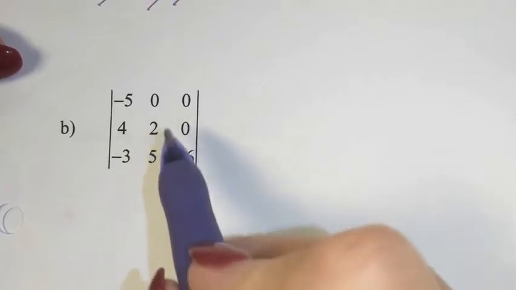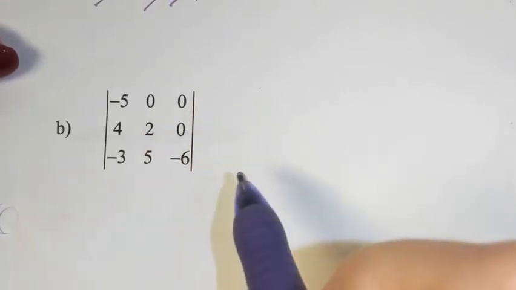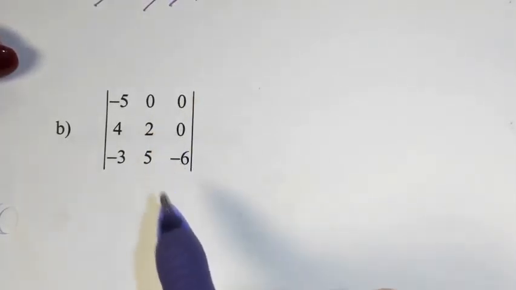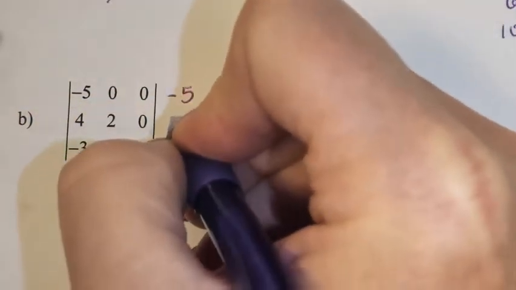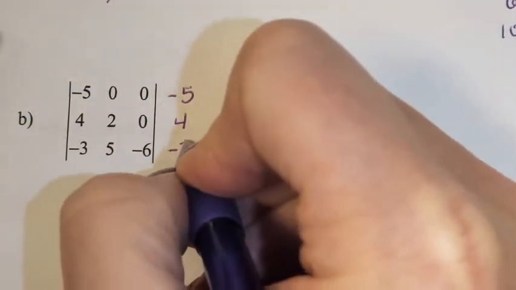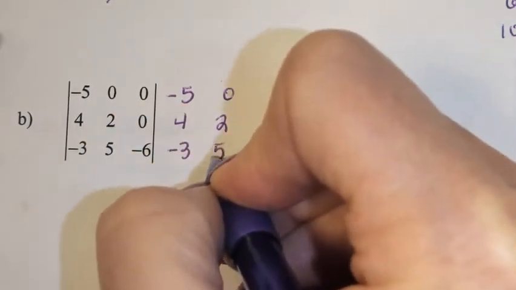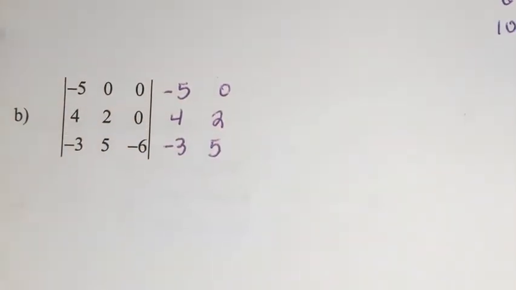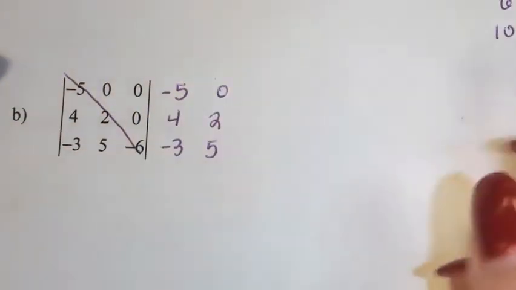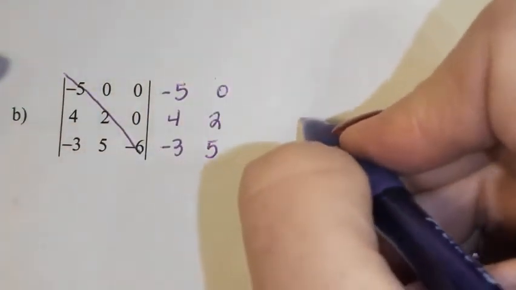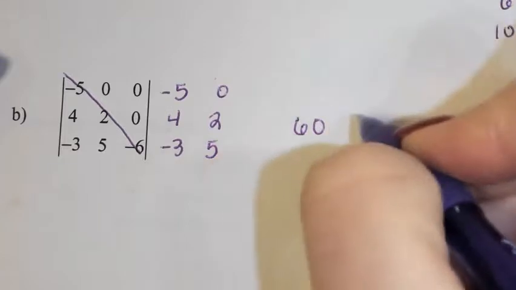All right, let's look at the next one. So we're finding this determinant. We just rewrite those first two columns. Okay, so we're going to put that negative 5, that 4, negative 3, 0, 2, 5, and now we should be good to go. When we go forward, we're always going to be multiplying those, and then we're going to add those products. That's going to give us 60.